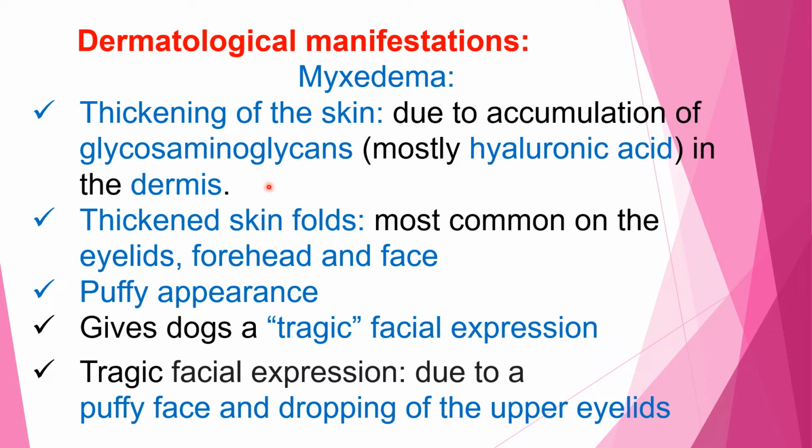So the clinician observes clear-cut thickened skin folds very commonly on the eyes, eyelids, forehead and face. This gives a puffy appearance because it is a little bit thick, edematous, and soft. There is drooping of the face, eyelid and skin of the forehead. So this gives a tragic facial expression. This is a characteristic facial expression of a hypothyroid case.